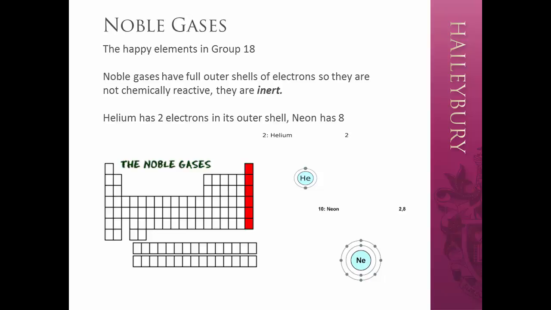Helium, the first of the noble gases, has 2 electrons in its outer shell. Neon, the second noble gas, has 8. Both of these gases are inert gases. They don't react easily, or if at all, chemically with other elements.